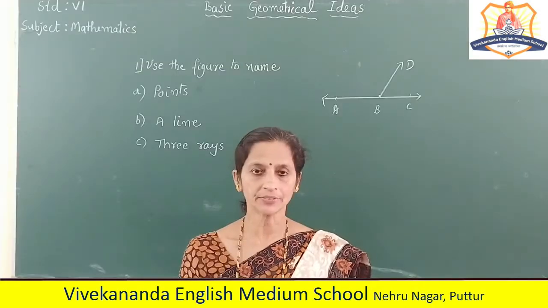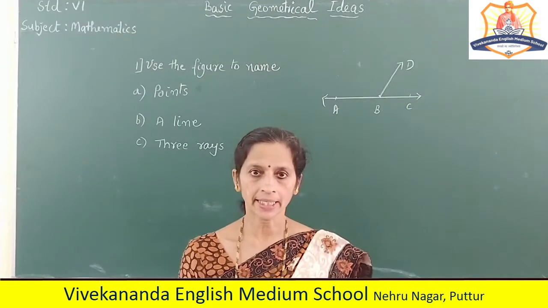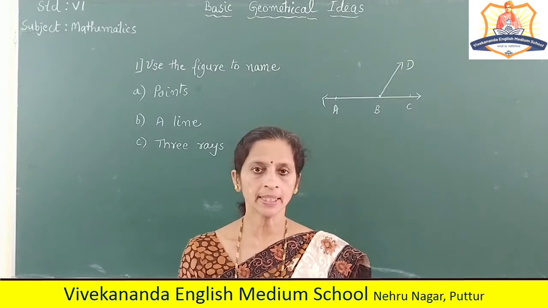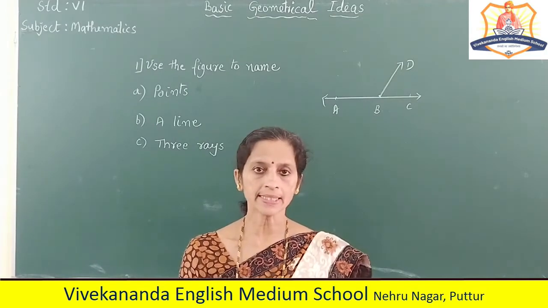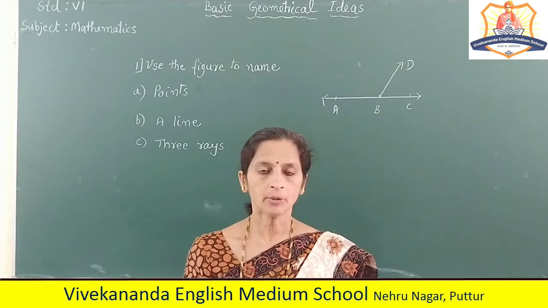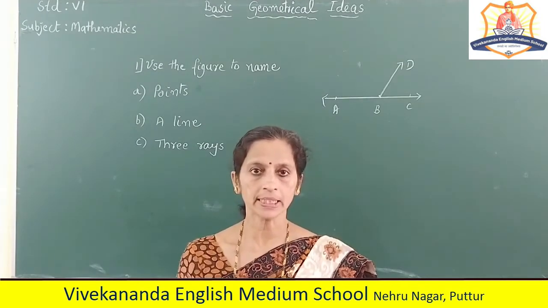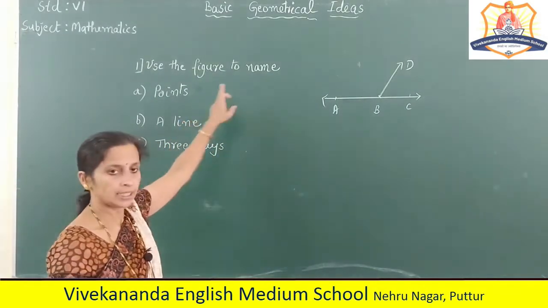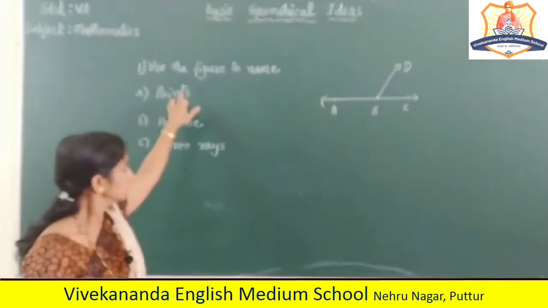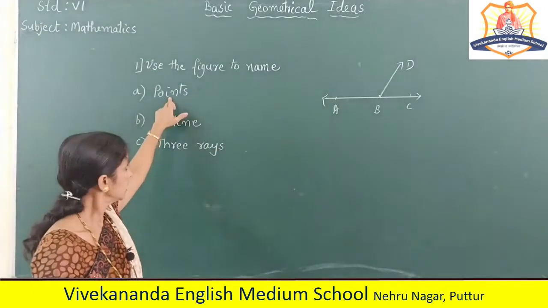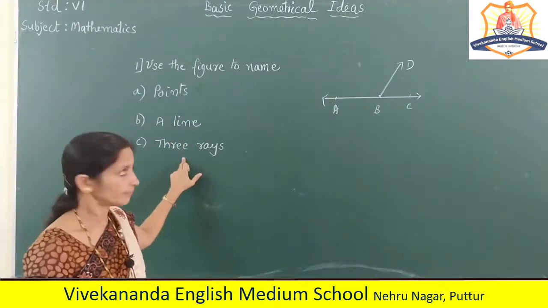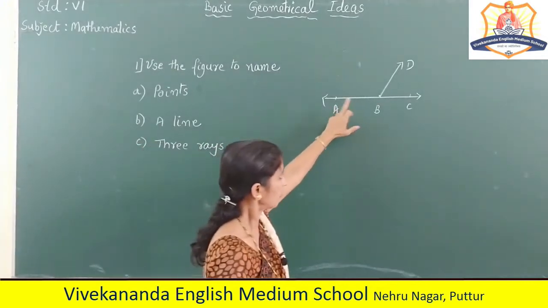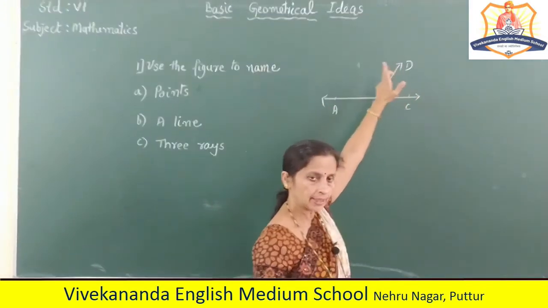Now what did we learn? We learnt points, line or straight line, one and the same, then line segment, ray, parallel lines and intersecting lines. Now all these concepts we see in the figure. Here there is one question. Use this figure to name these: the points, a line, three rays. Which are the points you can see in the given figure? Point A, point B, point C and point D.